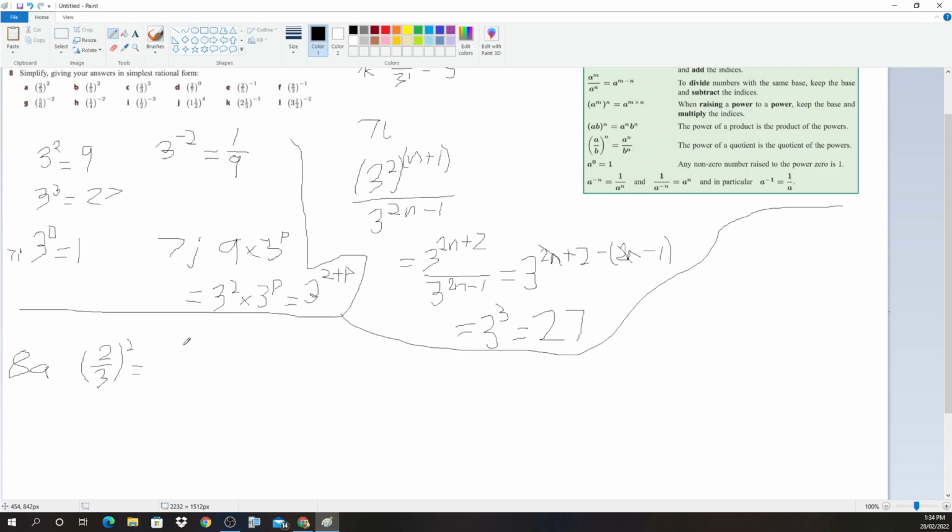Okay, the idea is that the power of 2 acts on the numerator and the denominator. As such, you end up with 2 to the power of 2 is 4, and 3 to the power of 2 is 9.